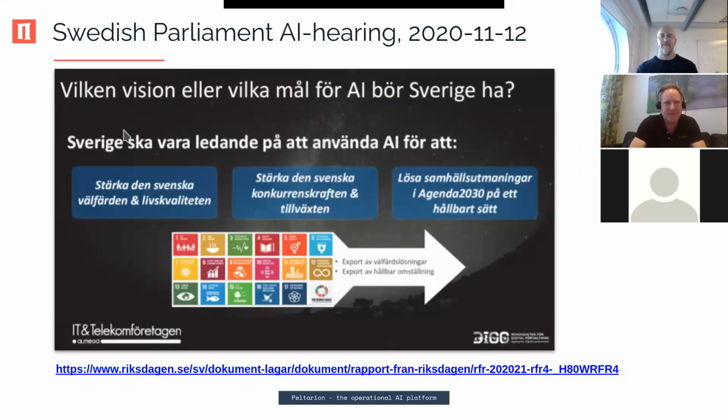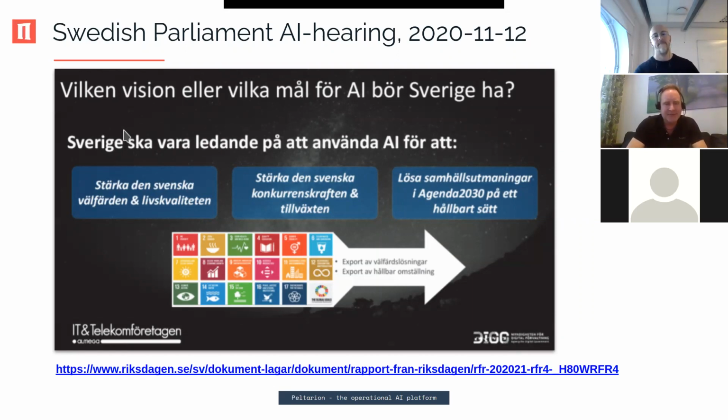This is something that we spoke a bit about also in November last year. We had this big AI hearing in the Swedish Parliament. And we tried to go through a bit what the potential is if we are able to use AI properly, and what the benefit could be for the public sector in Sweden and for the Swedish economy and so forth.